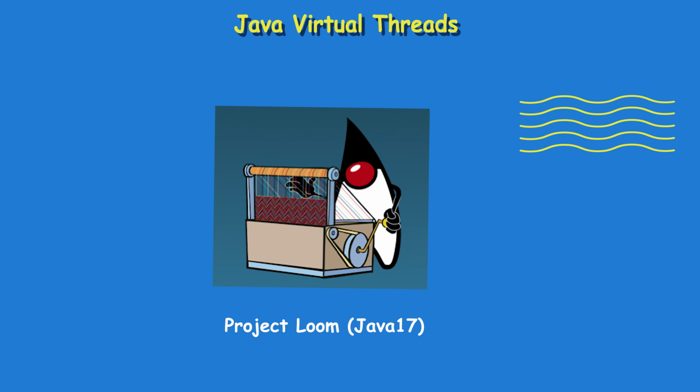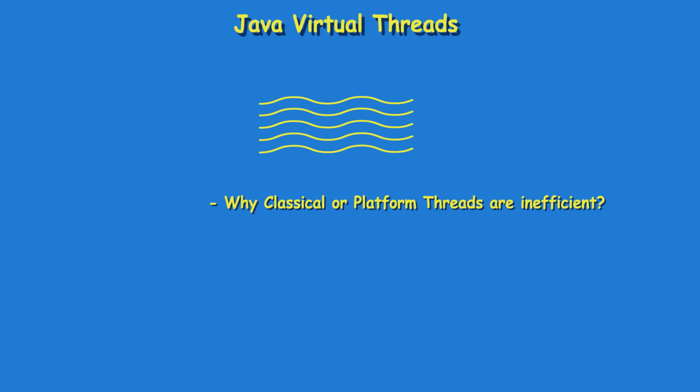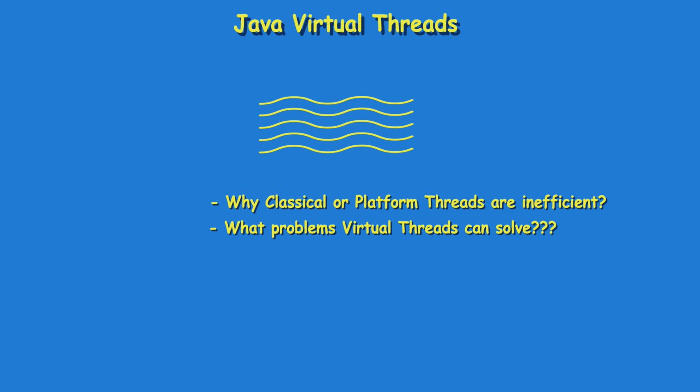These Java virtual threads were introduced as part of Project Loom in Java 17. Virtual threads are a thrilling feature where traditional concurrency models meet a new era of scalability and performance. So let us see why classical or platform threads are inefficient, what problems virtual threads can solve, and how virtual threads actually work.